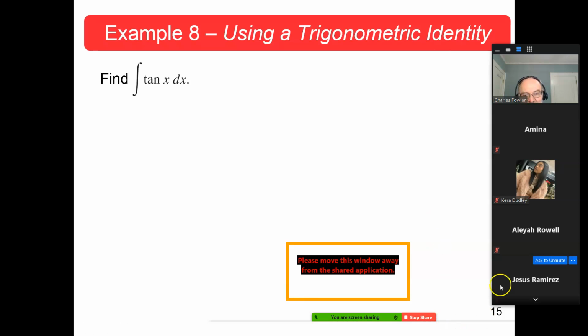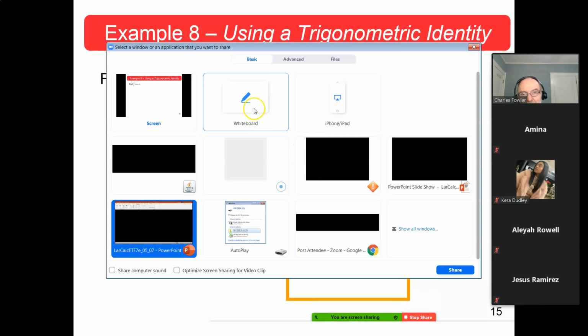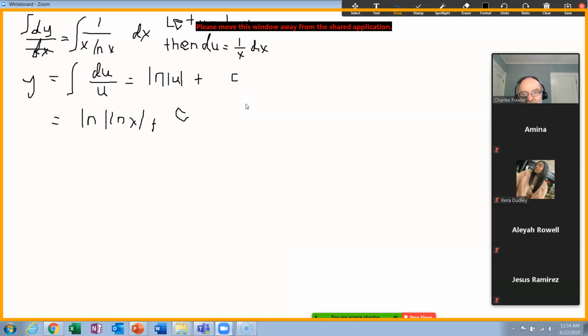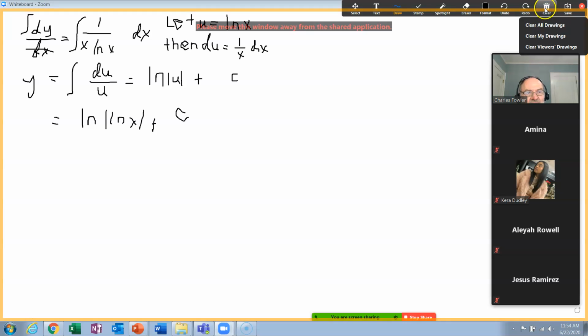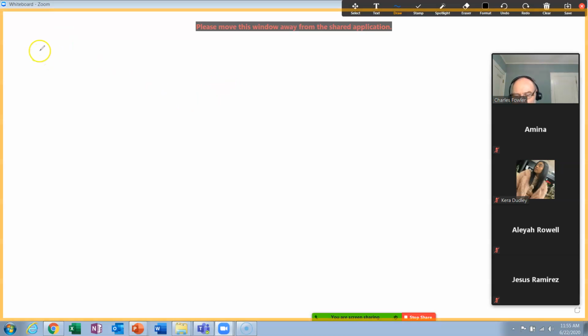All right, I guess it's time for the good old whiteboard again. I'm going to go on and clear the screen, and for some reason it's got a big box there, but the box is fading out. That's okay. All right, the integral of tangent x dx. Antiderivative of tangent x dx.